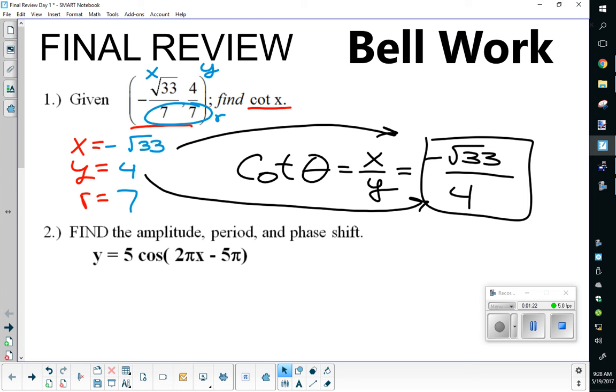Can't have radicals where? At the bottom. Radicals on the top are great. Radicals on the bottom are bad. Questions on the first one?